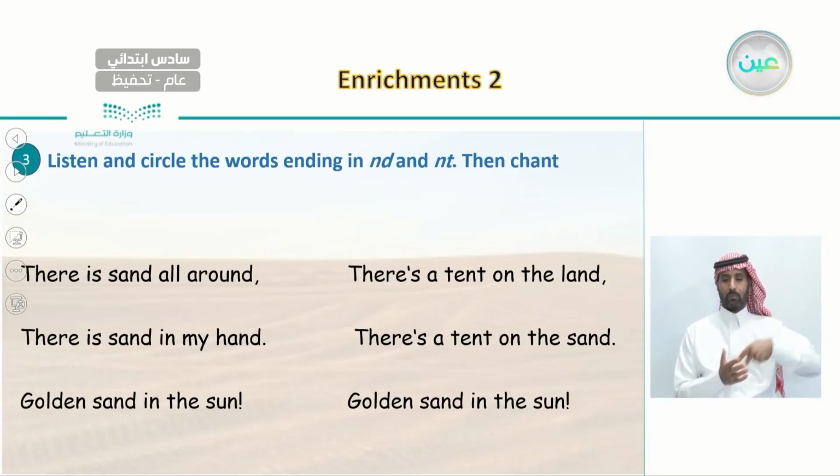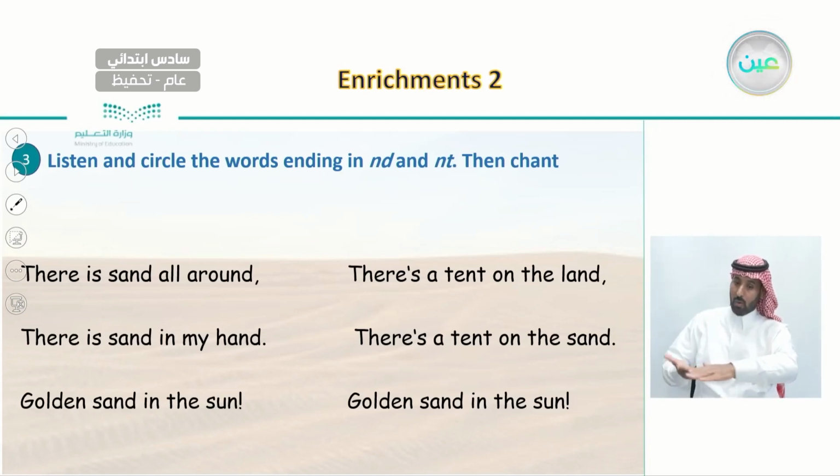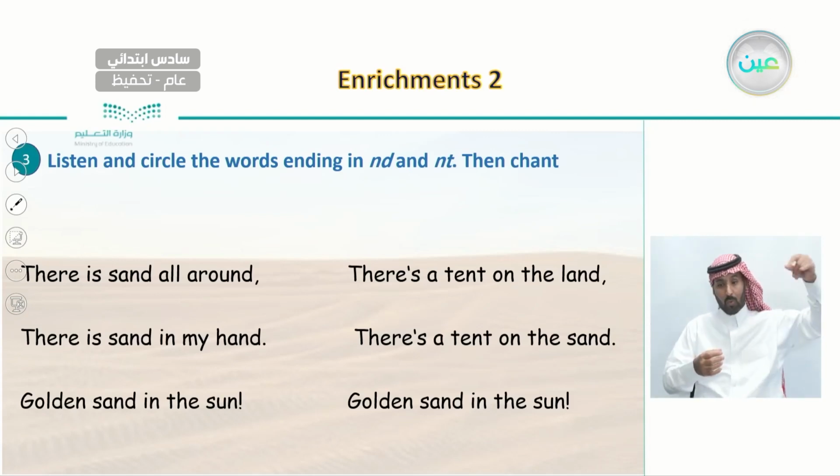So, there is a sand all around. There is sand in my hand. Golden sand in the sun. There is a tent on the land. There is a tent on the sand. Golden sand in the sun.